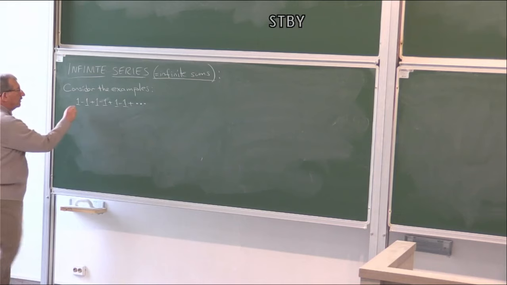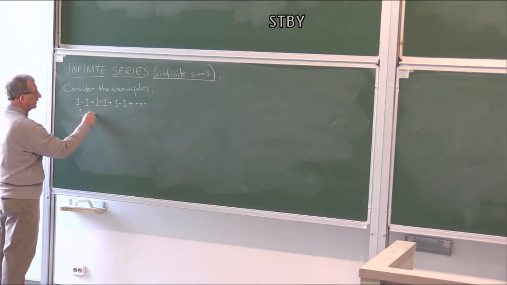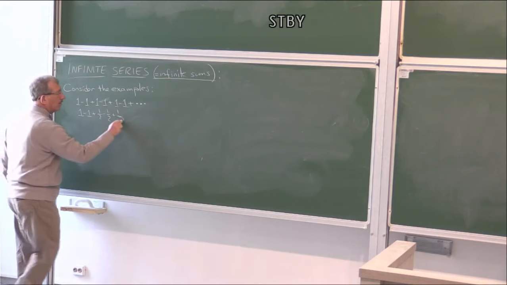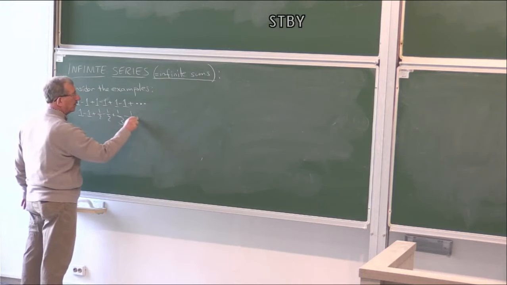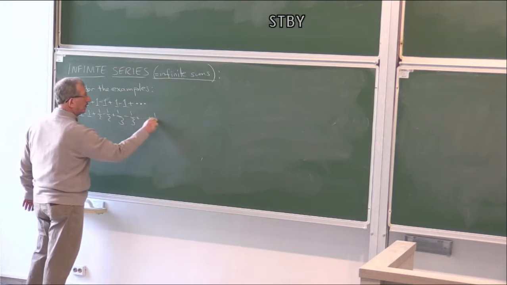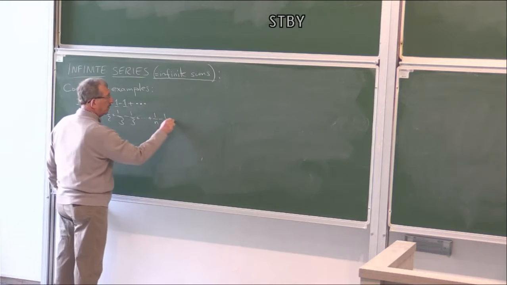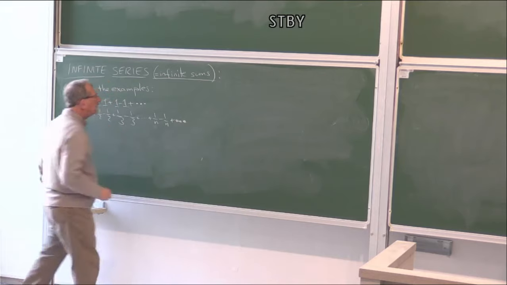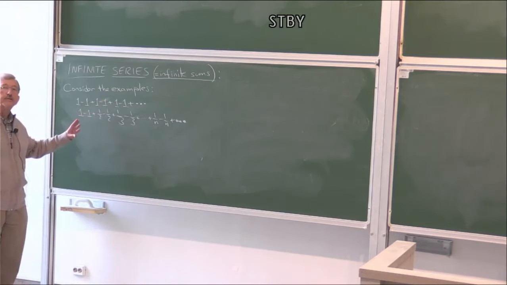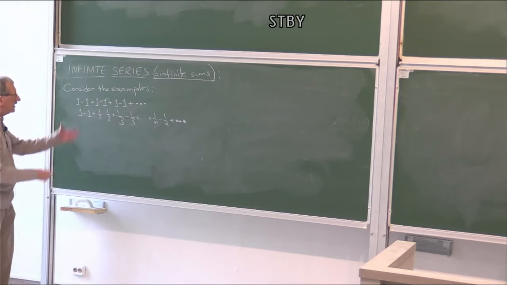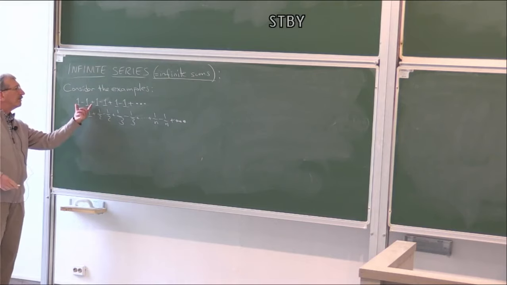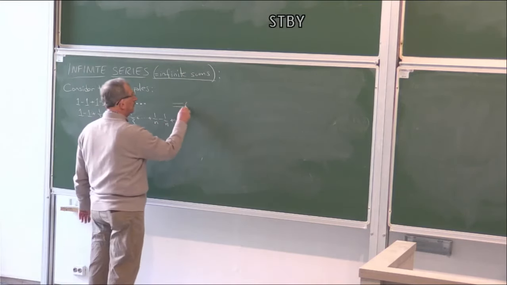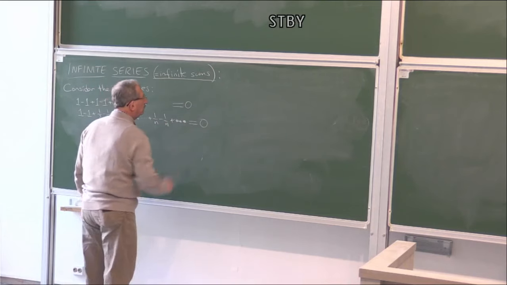The second example is a similar one. Again, it continues up to infinity. These are infinite sums. We see that everything cancels everything else, and so at the end we get 0 in both cases.